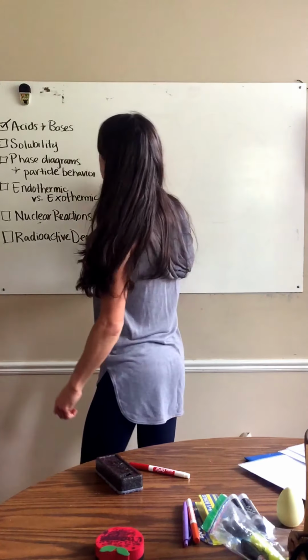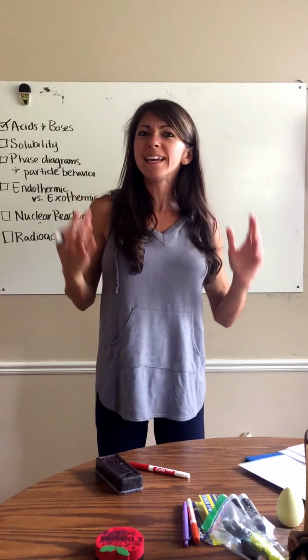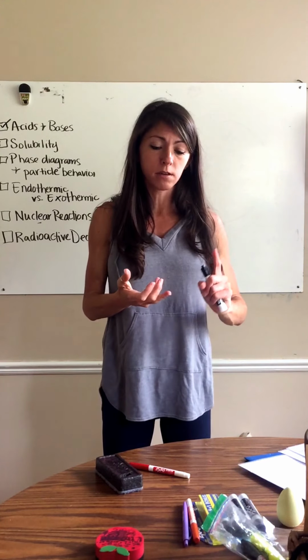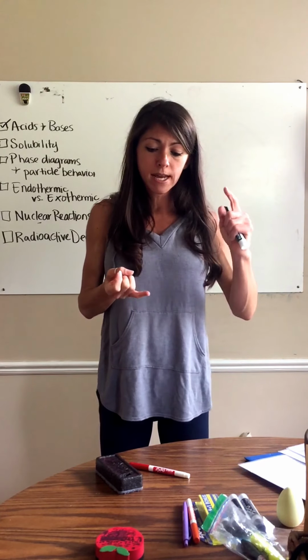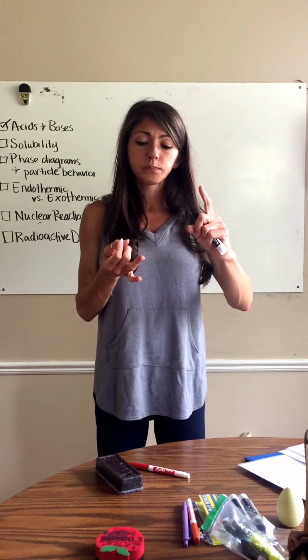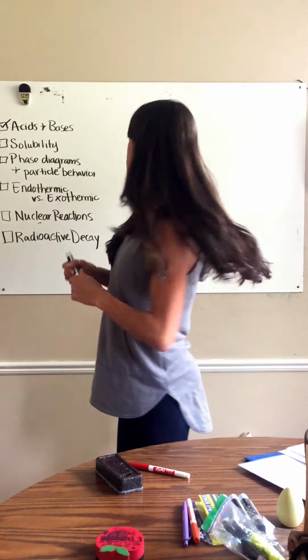Okay, next thing we're going to talk about is solubility, okay? So solubility is how easily and readily something dissolves. And we talked about three different things that can increase solubility, the rate at which something dissolves: adding heat, that is raising the temperature, stirring or agitating the solution, or increasing surface area.